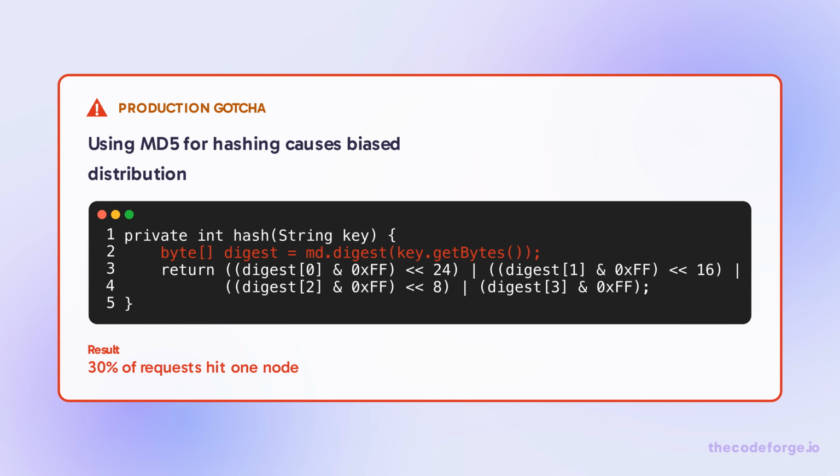If you use MD5 for hashing, you'll get decent distribution, but Murmur hash 3 is faster and more uniform. I've seen a production cluster where 30% of requests hit one node because the hash function was biased. Switch to Murmur hash 3 or City hash.